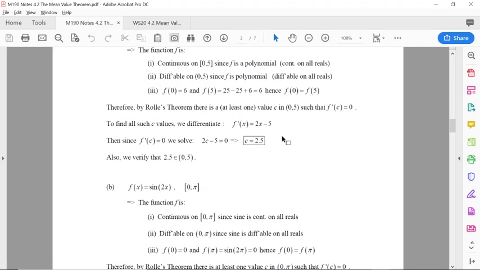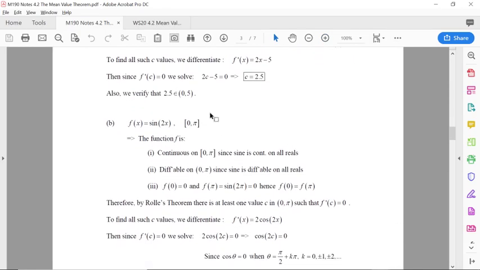Okay, so for the next example here, we have a different function, f of x equals the sine of 2x. Verify the conditions for Rolle's theorem. There are three of them: continuity, differentiability, and the endpoints have the same y coordinate. So for continuity, well, sine of 2x is the sine function composed with a polynomial, and the sine function is continuous on all real numbers. So since the given interval, closed interval 0 to pi, is contained within the set of all real numbers, therefore the function f must be continuous on the closed interval 0 to pi.